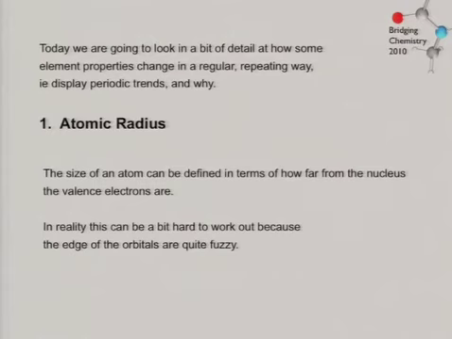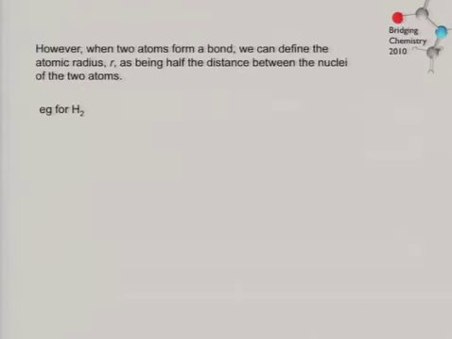So the atomic radius is the size of an atom. And we define it as how far from the nucleus the valence electrons are. You should be familiar with where the valence electrons are, the most outside electronic shell. And to be quite honest, to try and determine that for a single atom is really hard. Orbitals are funny shapes, and that makes their edges quite fuzzy, and you can't actually see where they end.